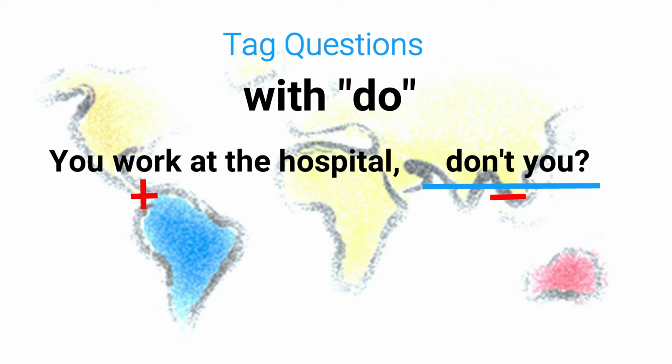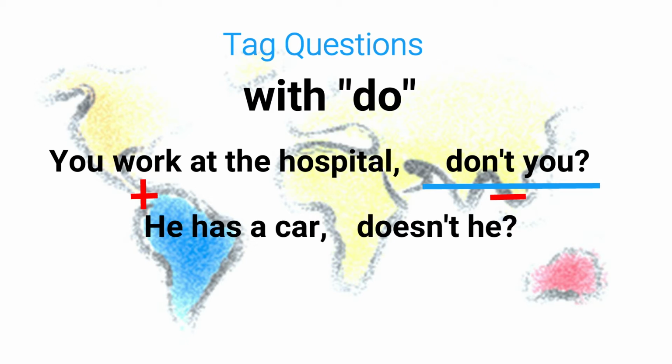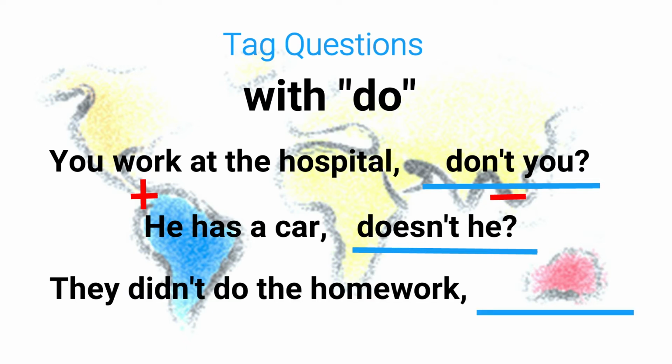For an example of the third person singular, he has a car, doesn't he? Has is positive, so my tag doesn't needs to be negative, and I'm still using a form of the auxiliary do. For third person plural and also in the past tense, they didn't do the homework, did they? Because our declarative is negative in this case, my tag needs to be positive. And again, it's in the past tense, so I'm using did.